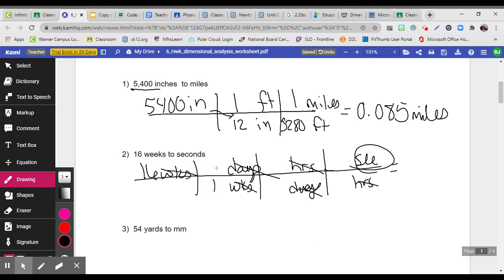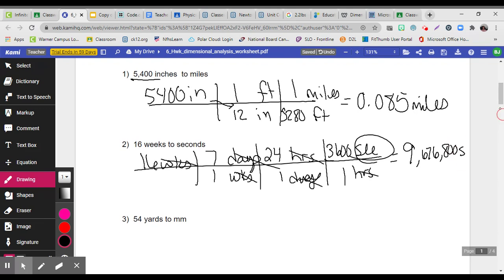We know 1 week is equal to 7 days. 1 day is equal to 24 hours. 1 hour is equal to 3,600 seconds. 60 minutes, 60 seconds in a minute. 60 times 60. And what do we get for an answer for this? Well, we get 9,676,800 seconds. Let's try 2 more.